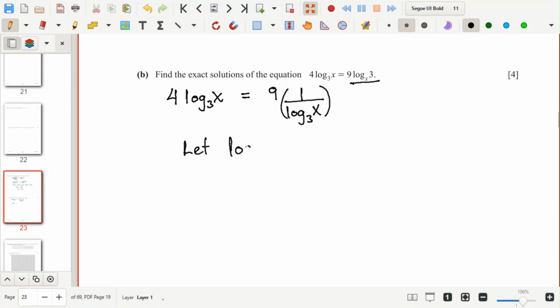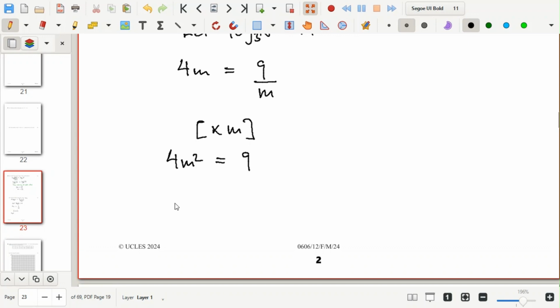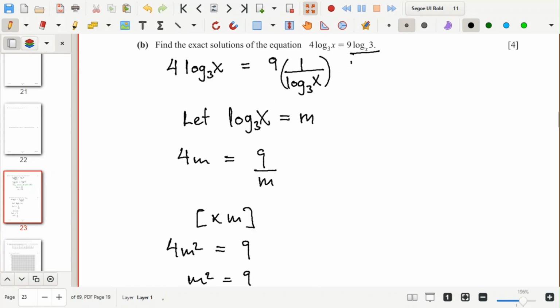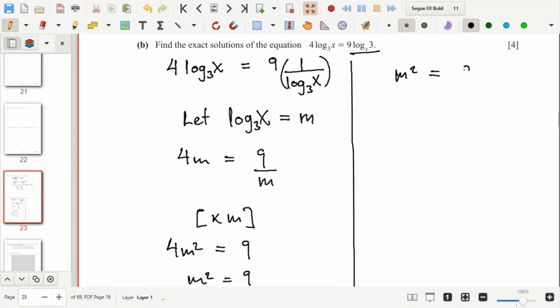Let log x to the base 3 be m. So this is the same as 4m is equal to 9 over m. Let me multiply throughout by m, and let's see what will happen. So I'm getting something like this. And this is the same as, I'm going to divide both sides by 4. When I do that, I'll get this. And so I have m squared is equal to 9 on 4.